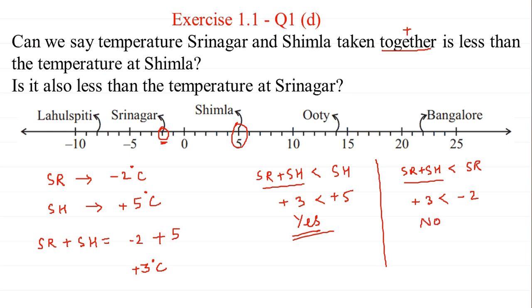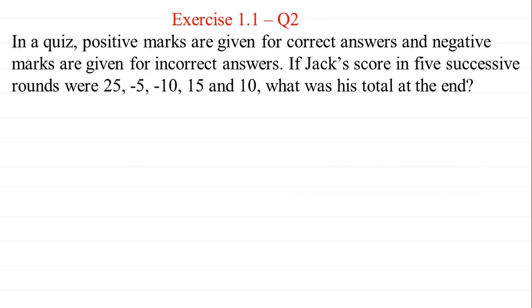Okay. Now let's move on to the next question, question number 2 of this exercise. The question says that in a quiz, positive numbers are given for correct answers and negative numbers are given for incorrect answers. If Jack's scores in 5 successive rounds were 25, minus 5, minus 10, 15 and 10, what was his total at the end?